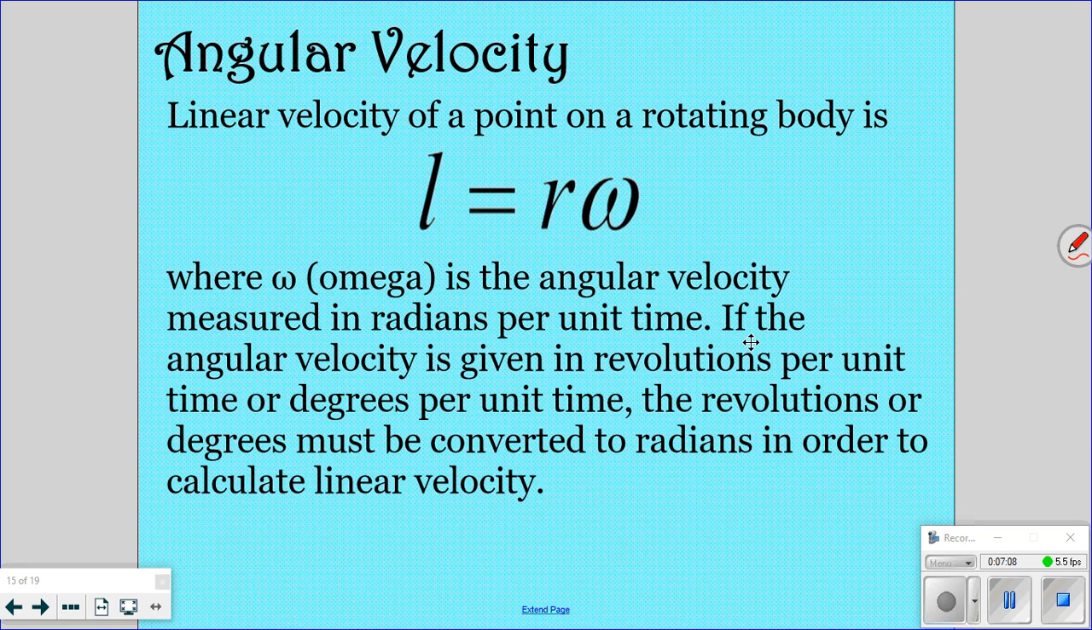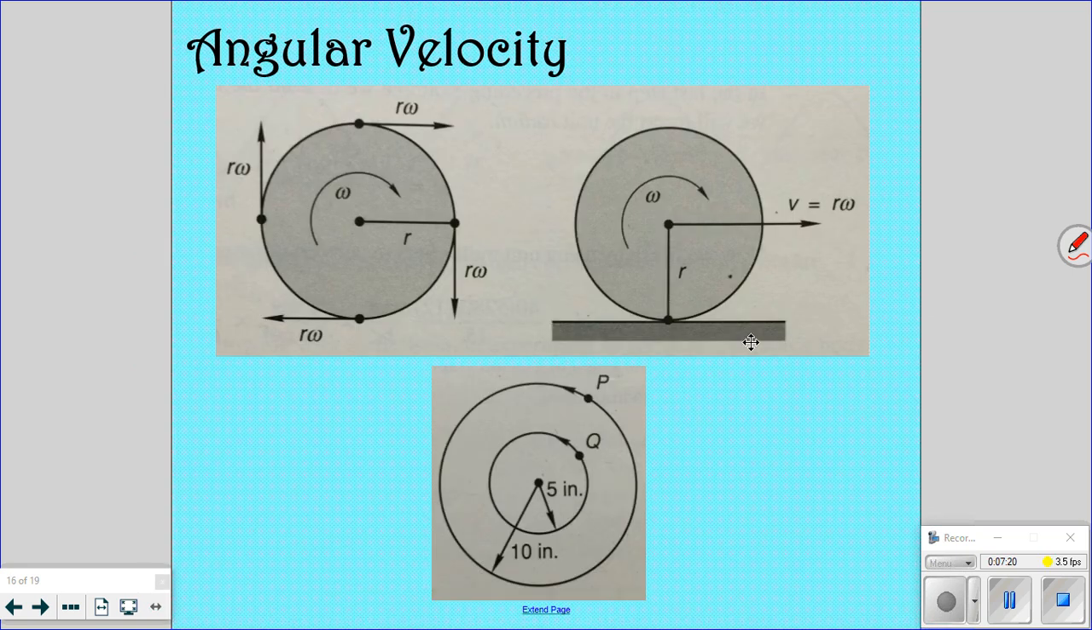If your angular velocity is given in revolutions per time or degrees per time, they have to be converted to radians to be able to find your linear velocity. So this is looking at your circle. To find your linear speed, you're just going to do your R times your omega, whatever R times your rotating angular velocity.